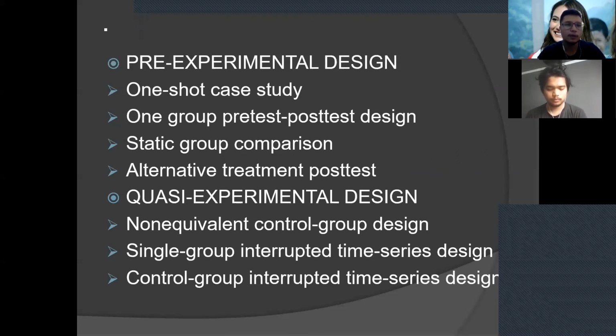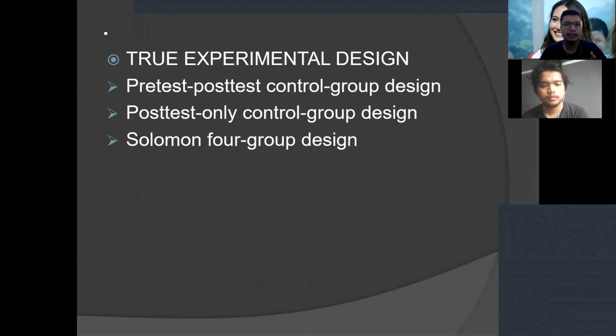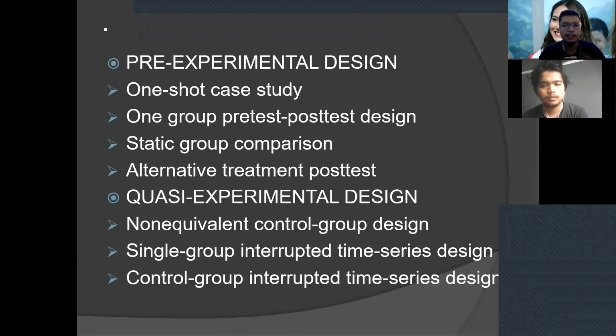The second is the one group pre-test post-test design, the third is static group comparison, and the last one is alternative treatment post-test. And for the quasi-experimental design, there are non-equivalent control group designs, single group interrupted time series designs, and control group interrupted time series designs. So in the quasi-experimental designs, we separate the single group and control group, so we get the time series design in the quasi.